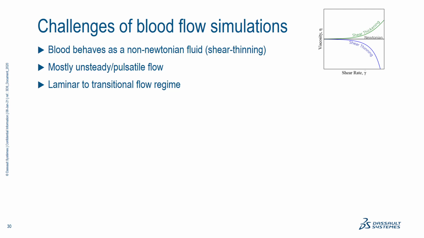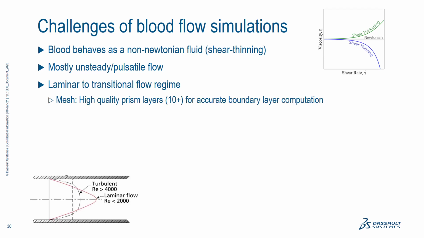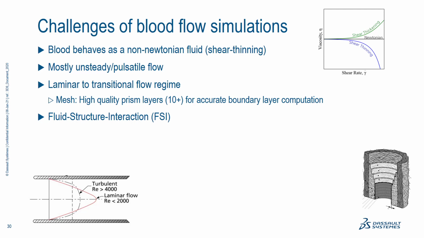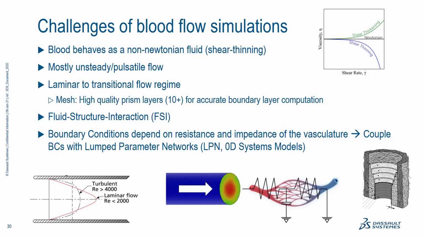We need a very accurate mesh with a high-quality prism layer for reproducing accurately the boundary layer. We need also fluid structure interaction because the wall of arteries are flexible, and we need to take into account that behavior. And the boundary condition depends heavily on the resistance and impedance of the vasculatory system. So we can couple the boundary condition with a lumped parameter network or a concentrated mass network if you want.